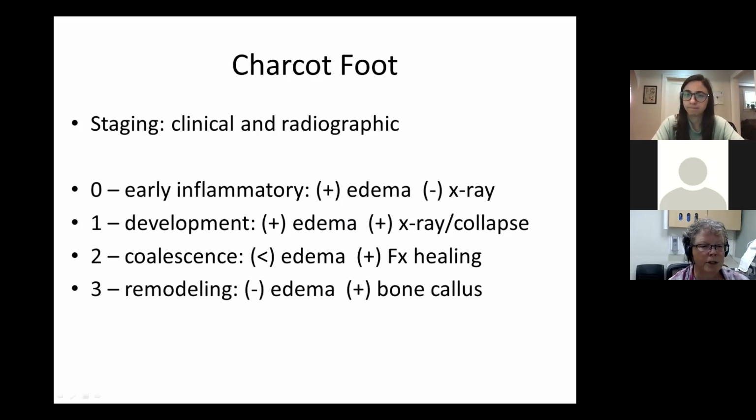During stage 2, you get some coalescence, the edema starts to wane, and you start to see fracture healing. You see some bony callus forming around the bone. And then you have the remodeling, where the edema is resolved and you have a lot of bony callus where the bones have collapsed. So our goal is to identify stage 0s and 1s so that we don't have a collapse of the foot, because once the neuropathic foot is collapsed, it's very, very easy for the skin to ulcerate, because people don't feel that they're getting a pressure point due to the abnormal weight bearing from the collapsed bones.